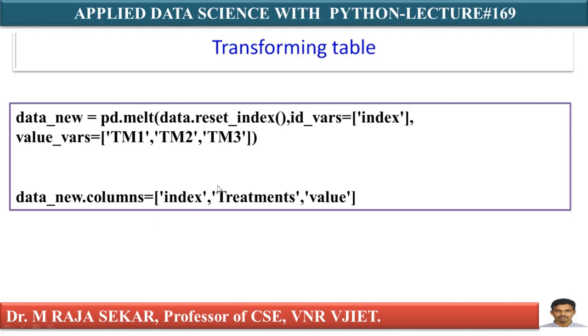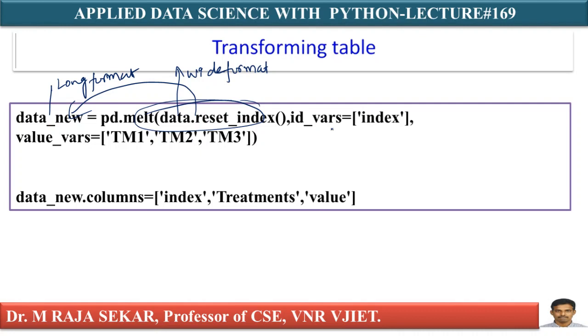As I told you, I need the pd.melt command. Let me say data_new. This is the new form of data which is in long format. I must convert into long format, but the original data is in wide format. Which one is useful to convert from wide format to long format? pd.melt(data.reset_index(). This also I discussed a lot.